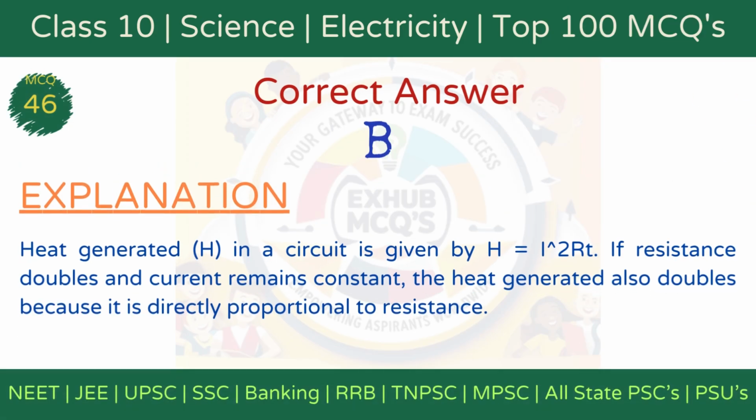The correct answer is option B, doubles. Explanation: heat generated is given by H equals I squared R T. If resistance doubles while the current remains constant, the heat generated also doubles because heat is directly proportional to resistance.